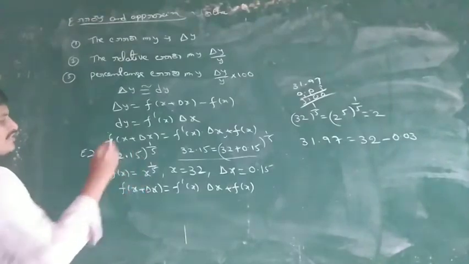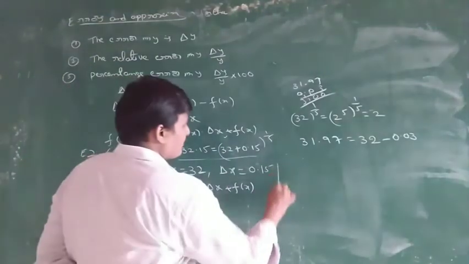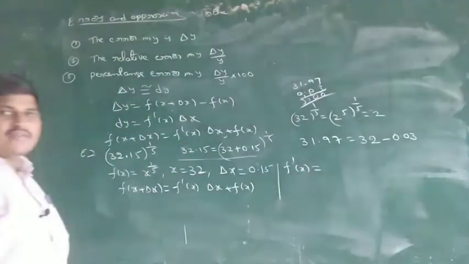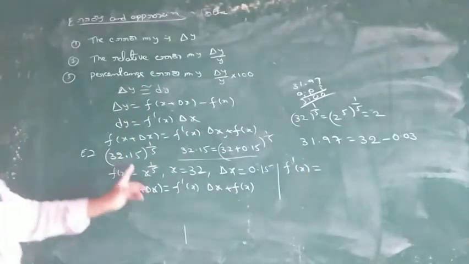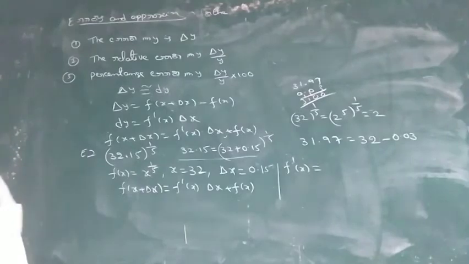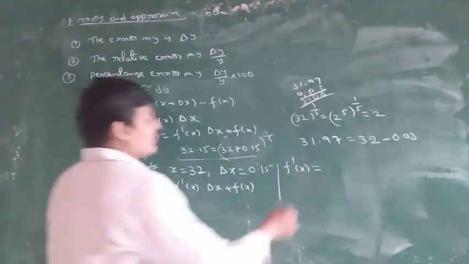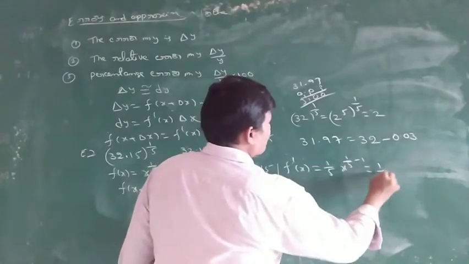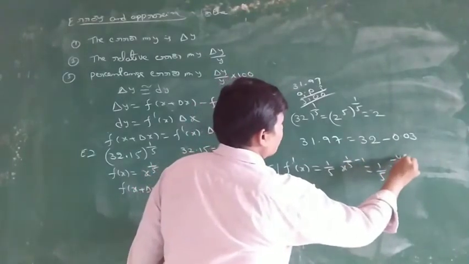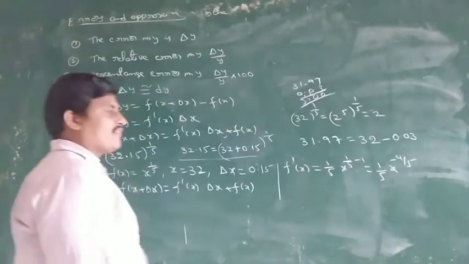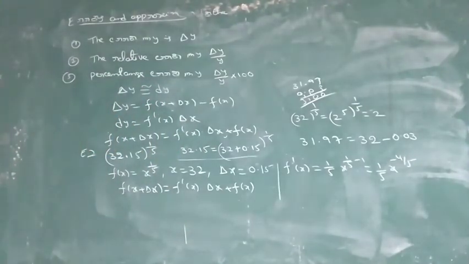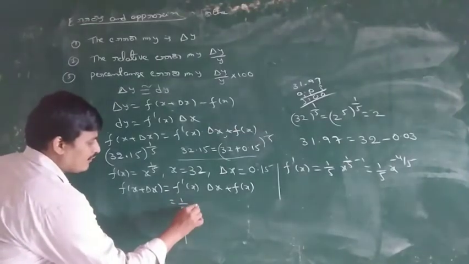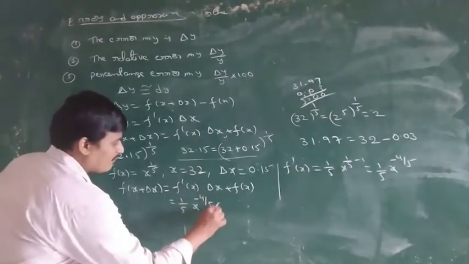So f of x is equal to x power 1 by 5. f dash of x: the derivative of x power n is equal to n into x power n minus 1. So 1 by 5 into x power (1 by 5 minus 1). 1 by 5 minus 1 is equal to minus 4 by 5. So f dash of x is equal to 1 by 5 into x power minus 4 by 5.